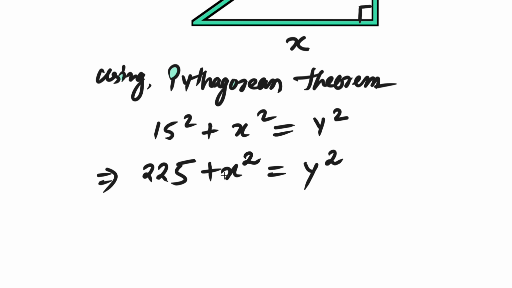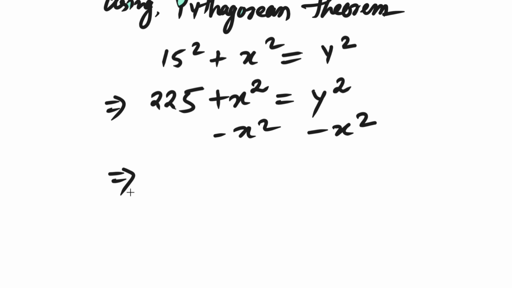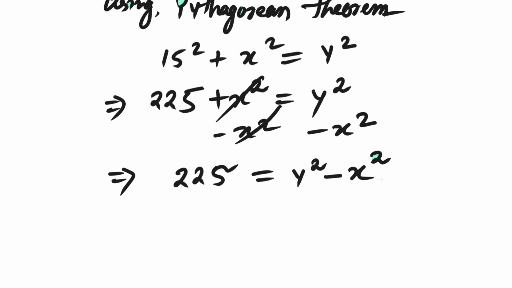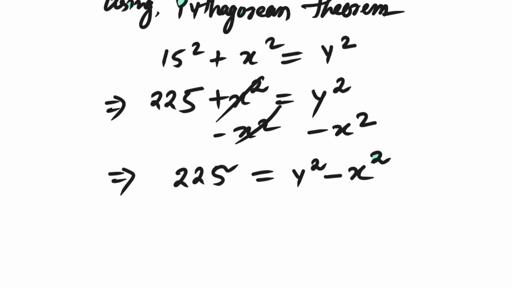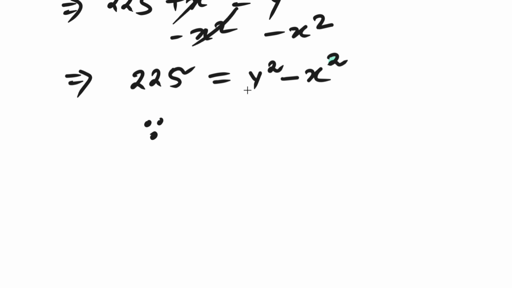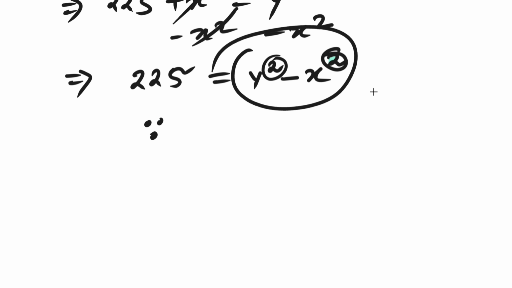Now let's rearrange this equation. We want to isolate the constant 225 on one side. So subtract x squared from both sides. That gives us 225 equals y squared minus x squared. And this is where we get the important mathematical opportunity. Notice that the right-hand side is a difference of two squares.